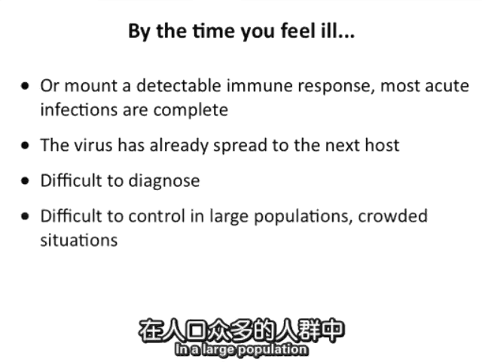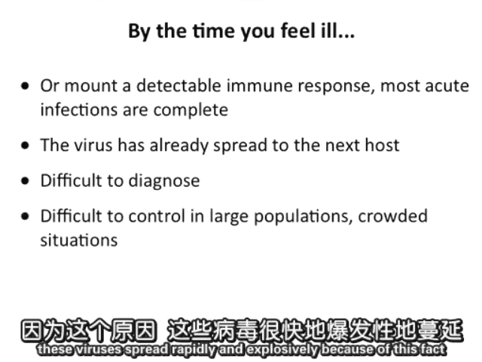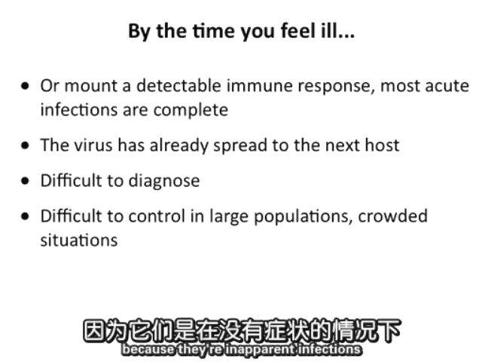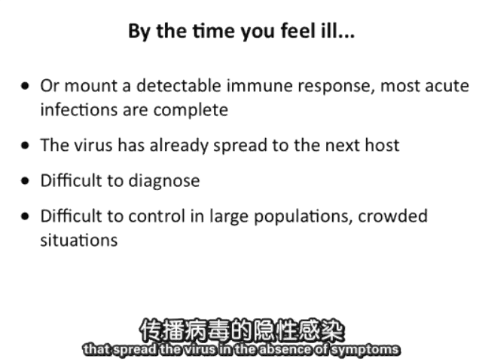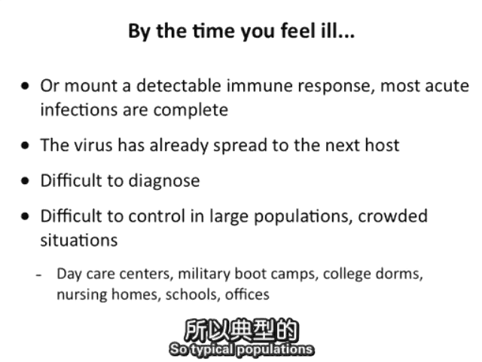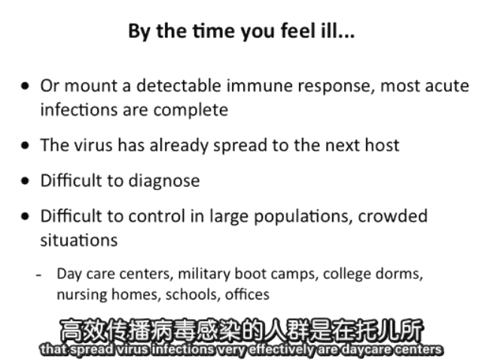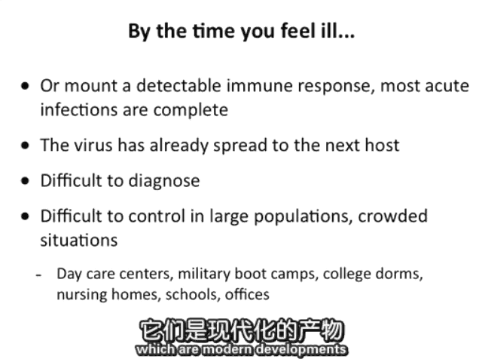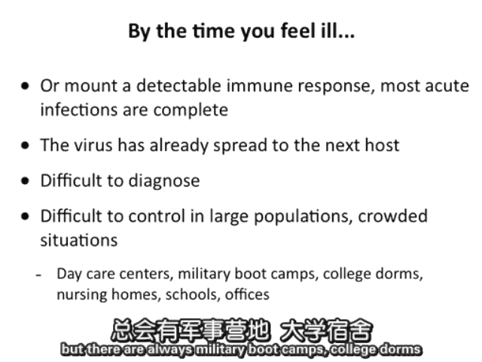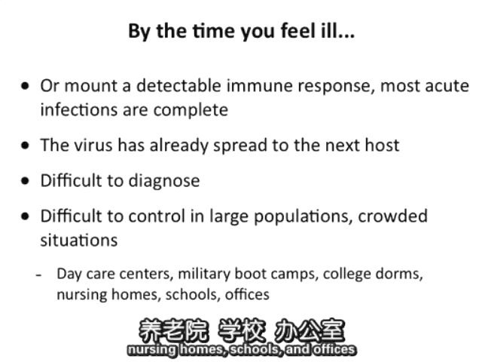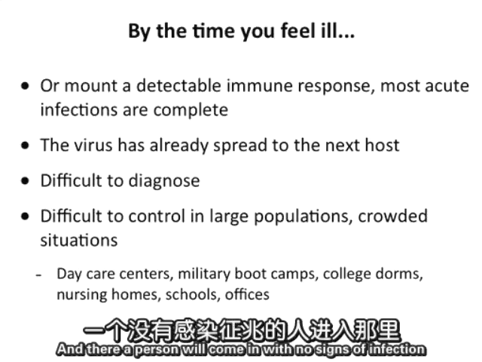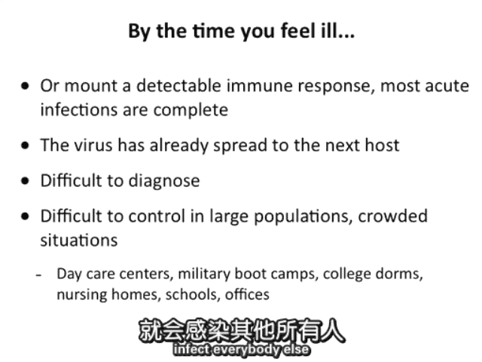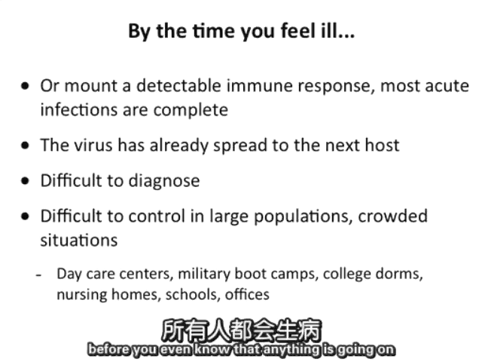In a large population, these viruses spread rapidly and explosively because of this fact: they're inapparent infections that spread the virus in the absence of symptoms. So typical populations that spread virus infections very effectively are daycare centers, which are a modern development. At one point there were no daycare centers, but there are always military boot camps, college dorms, nursing homes, schools, and offices. And there, a person will come in with no signs of infection, infect everybody else, and everyone gets sick before you even know that anything is going on.